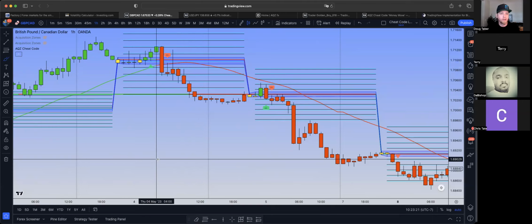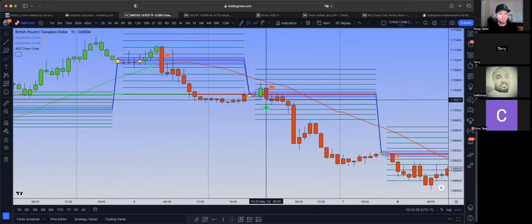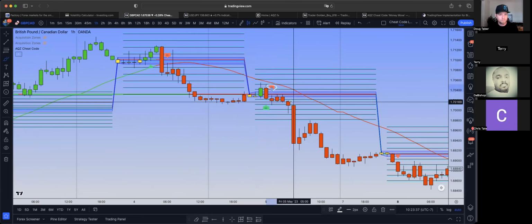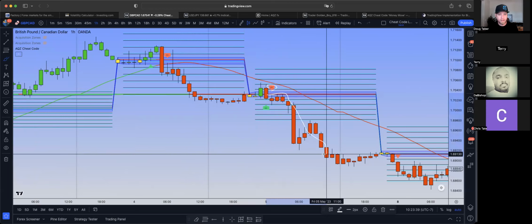That's a great move with AQZ cheat code. That really quick opposing signal, and you can see it here very clearly. Bullish candle, bullish engulfing. They turned around and gave a sell signal instead, and bam.